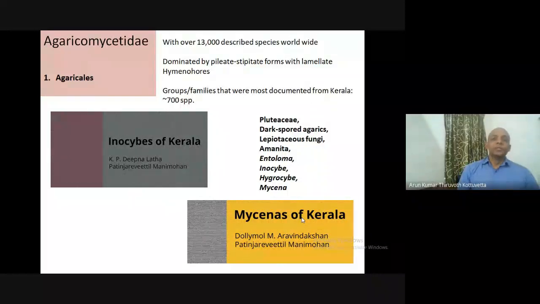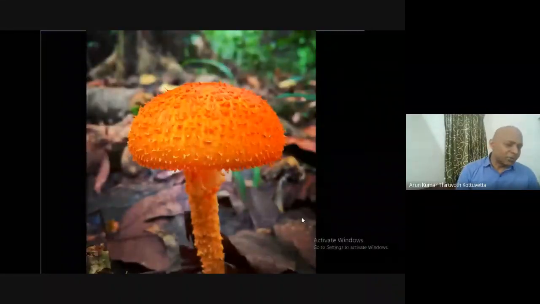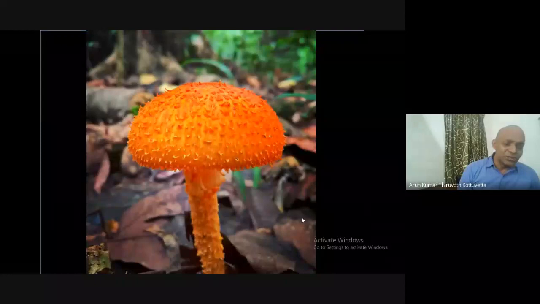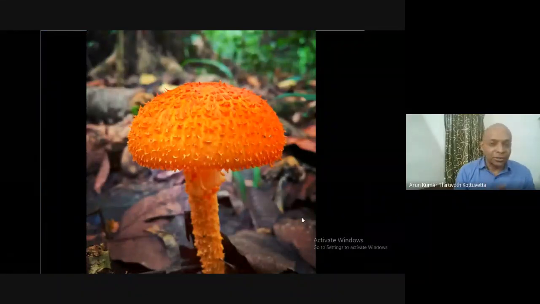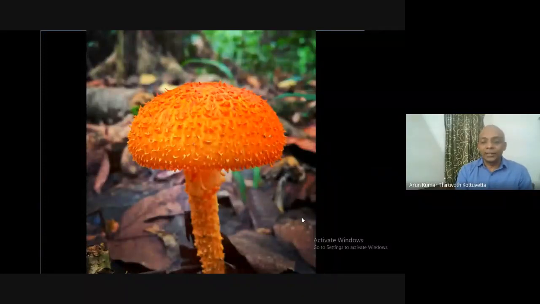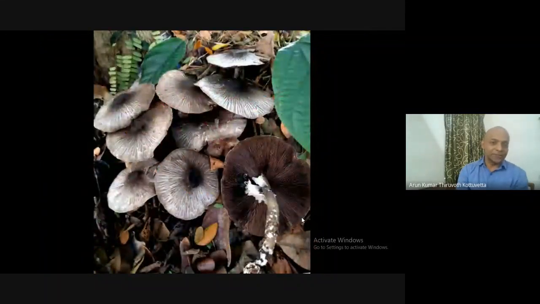So let me move on to the photographs of some of the Agaricales members that we have recorded. I cannot include all the photographs that I have, of course, because there is a time crunch and I should strictly follow the time schedule. So this is the Agaricus trisulphuratus species. There is an Agaricus species that we have in Kerala. Then there is another Agaricus species.